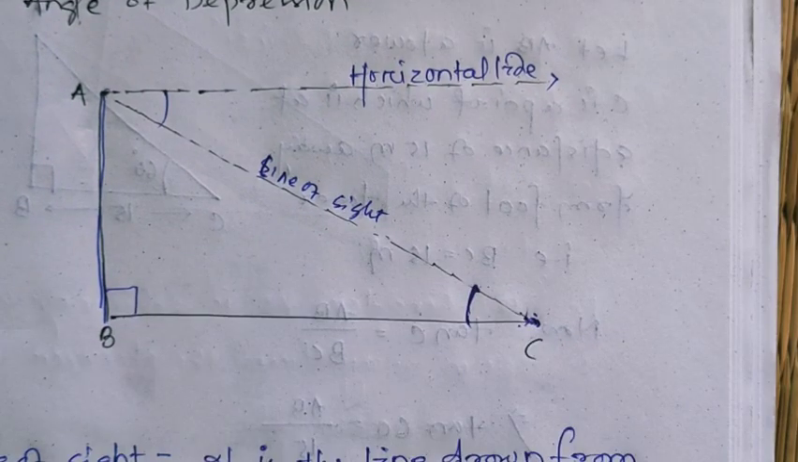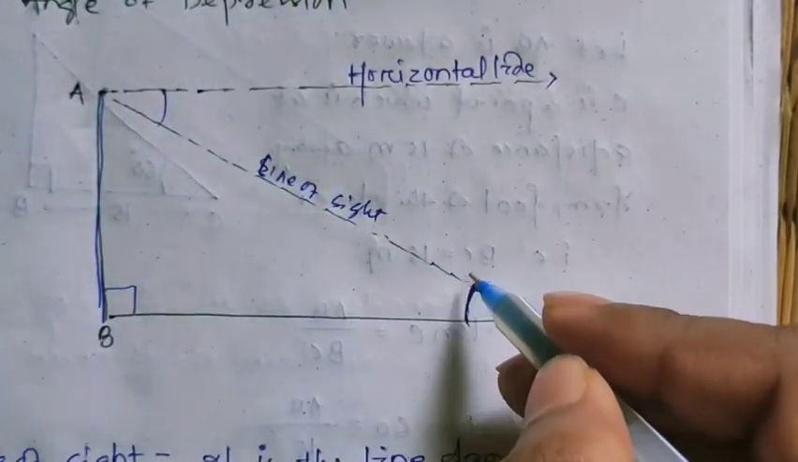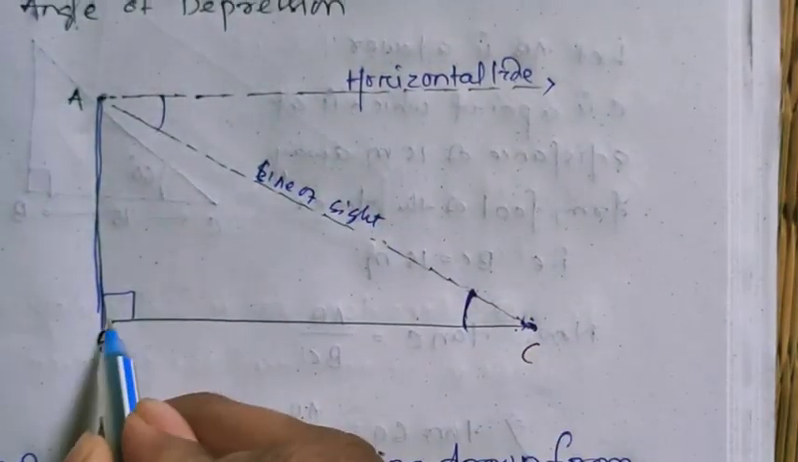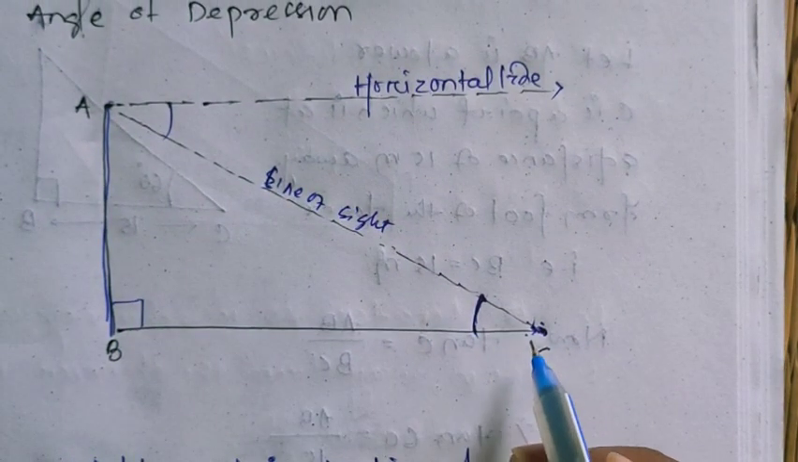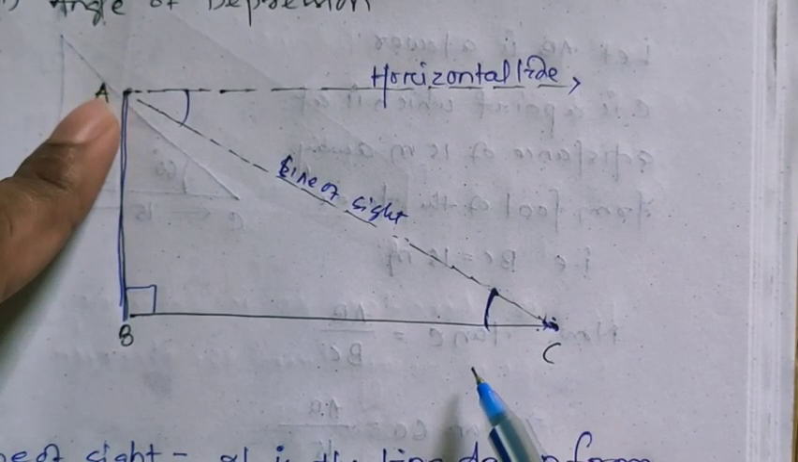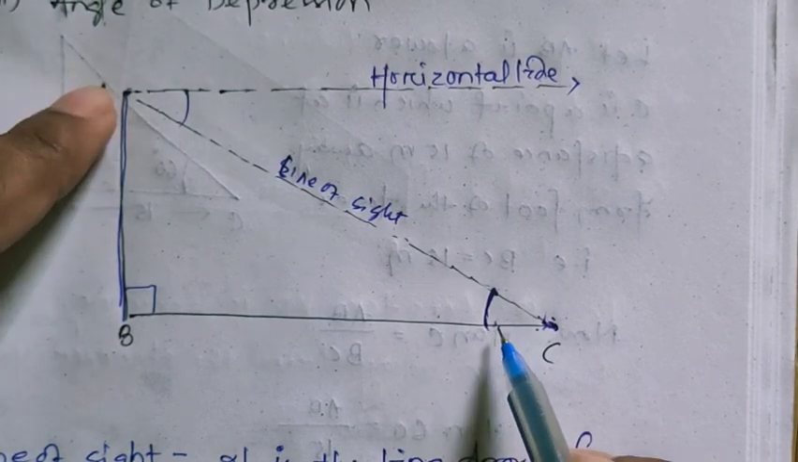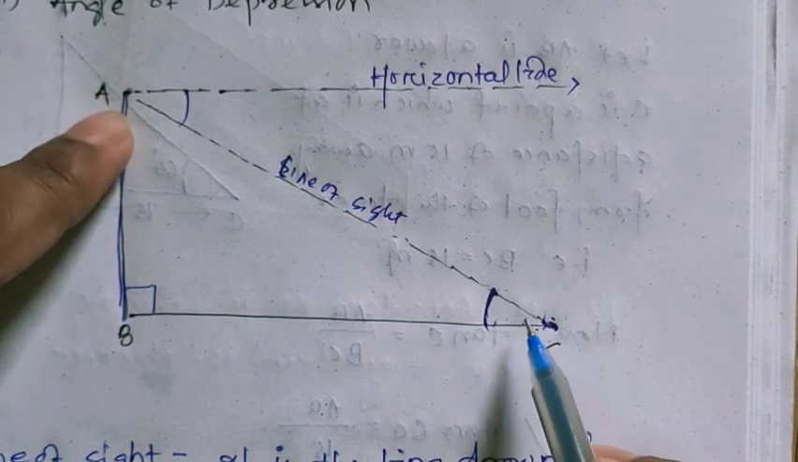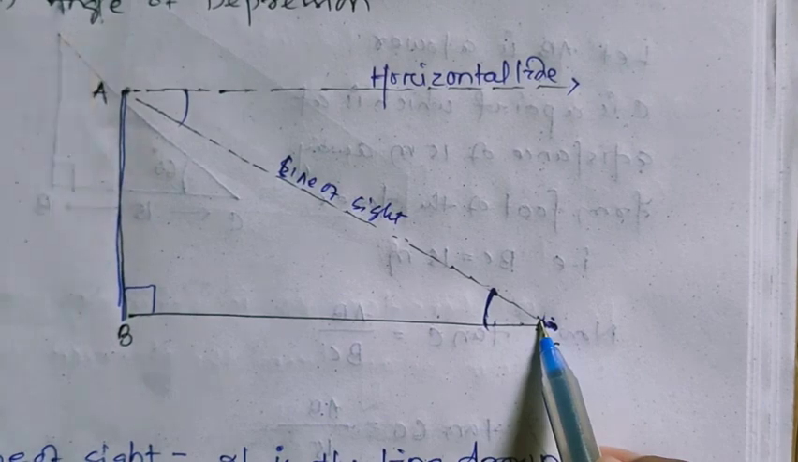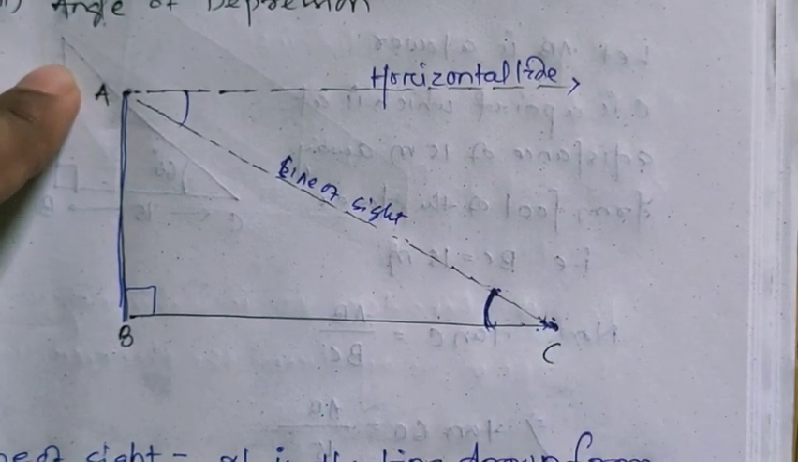Then what is angle of elevation? The angle formed by the line of sight with the horizontal, when the point being viewed is above the eyesight. I want to see this point; I'm here and this is above my eyesight, then this angle is known as angle of elevation.